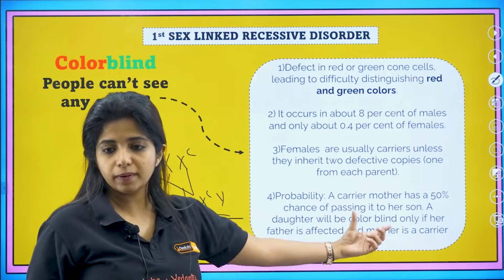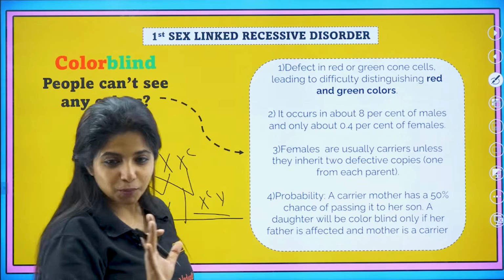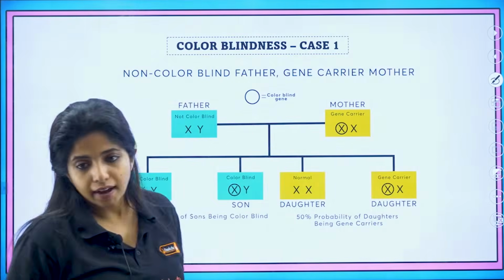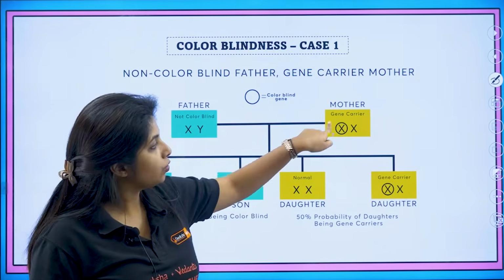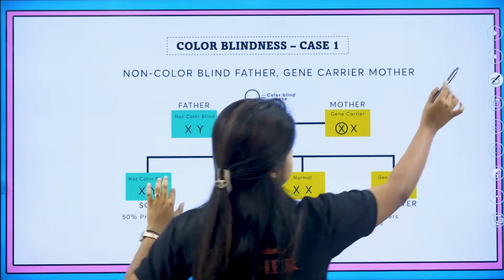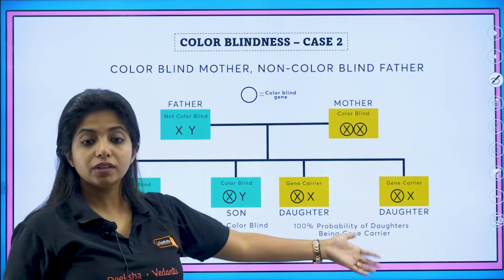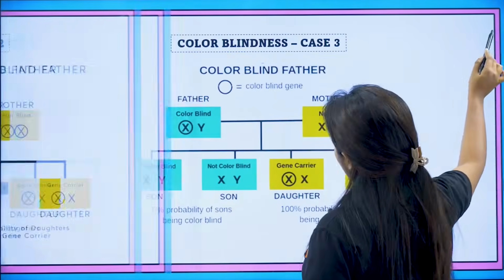A daughter will be colorblind only if her father is affected and the mother is at least a carrier. I hope this is clear. This is the first disorder, the first sex-linked recessive disorder. And here you have so many conditions. If you download the PDF, you will be seeing it. The rounded ones are the affected ones. You will be given different conditions and you need to tag them out with the help of this.